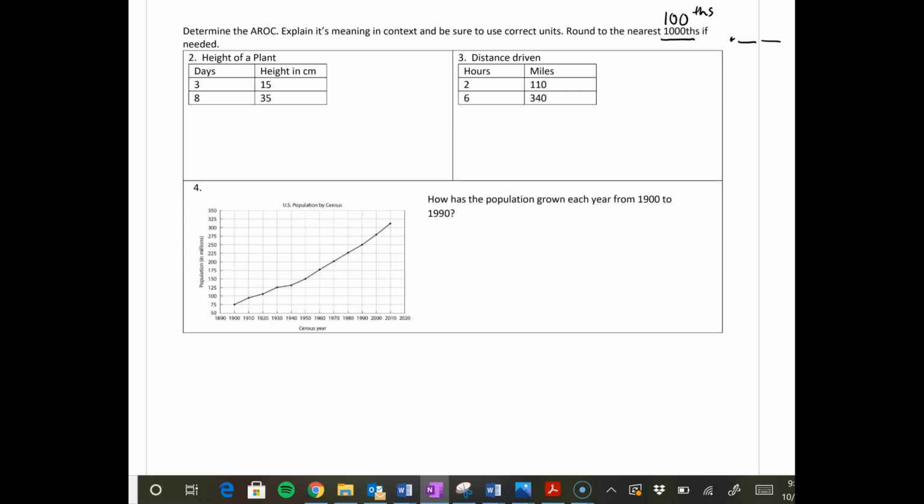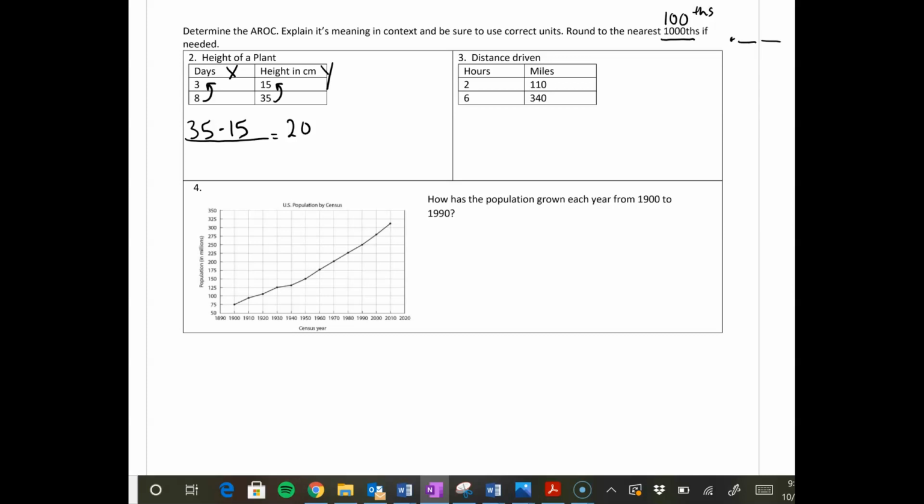So if you look at problem 2, this is the height of a plant. On day 3, it's 15 centimeters, and on day 8, it grew really fast to 35 centimeters. So I want to know what the average rate of change is for this plant's height. So I will take the days and make that my X, the height, and make that my Y. And I'll create my fraction, and now I'm going to decide how I want to subtract the Y. So I would like to do 35 and subtract 15 because that's just easier to do, which will give me 20 in my numerator.